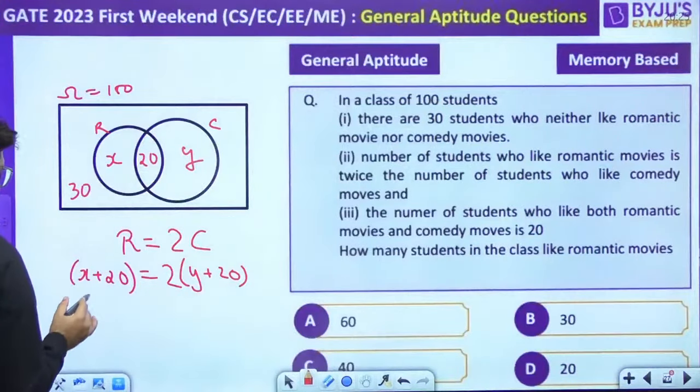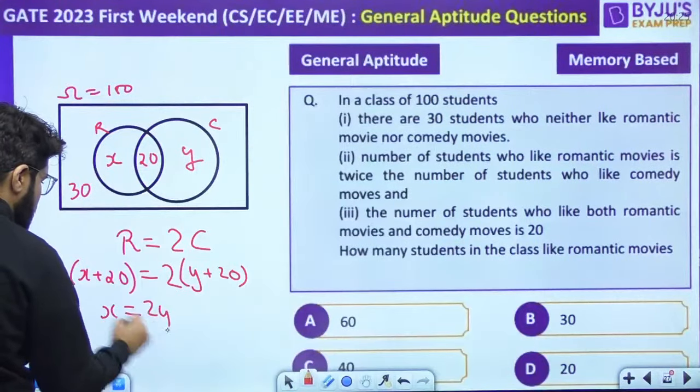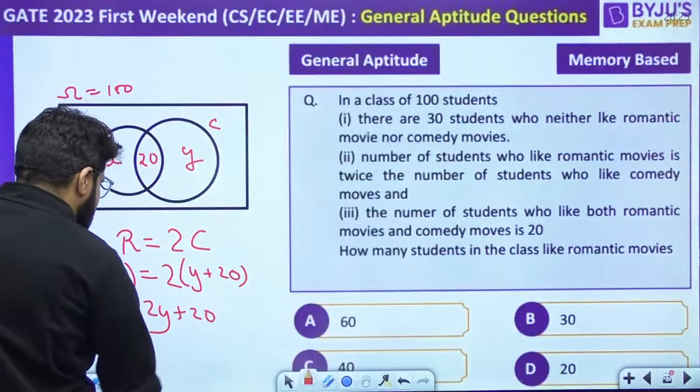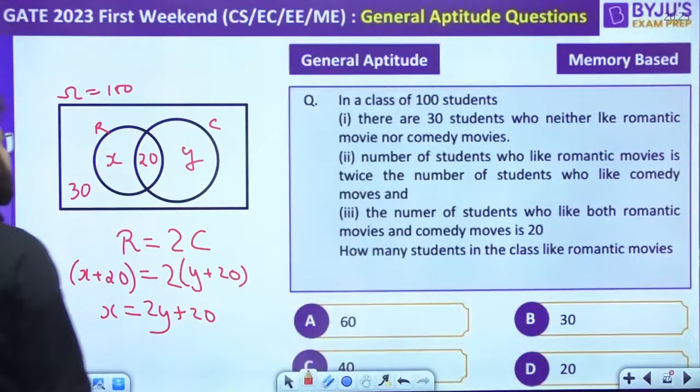Okay, so what do we have now? X is equal to 2y plus 20. We want the value of x, so what will be the value of y?